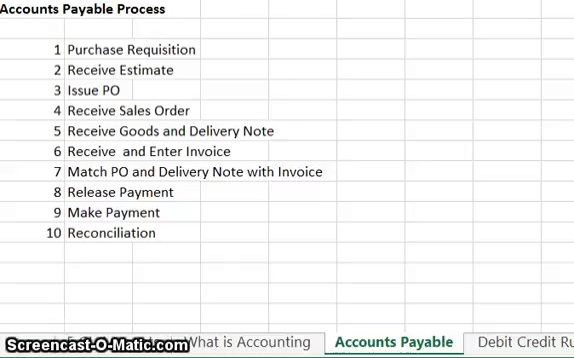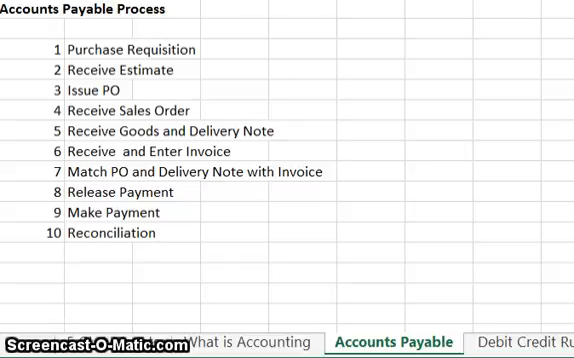So, the first thing that you have to do in the accounts payable process is the purchase requisition, which means that the department or project needs to request something be purchased. And so after the purchase requisition is sent out, then basically they have to request an estimate. And then when they receive the estimate, if they like the price that's being quoted, then they can issue a purchase order.